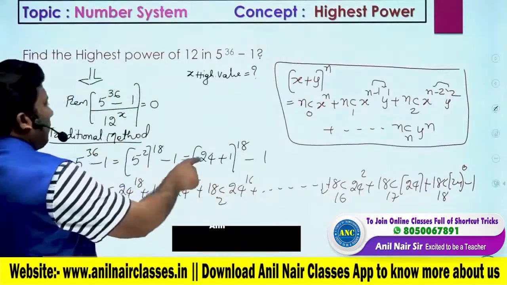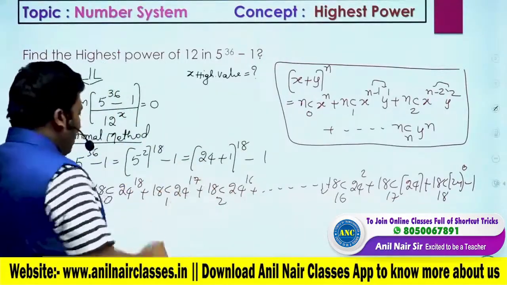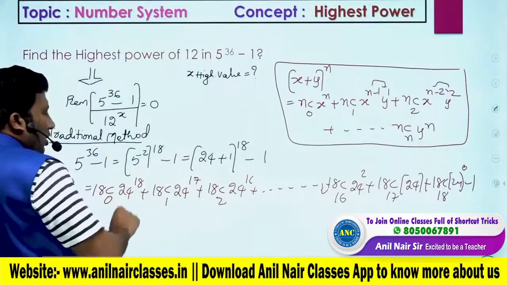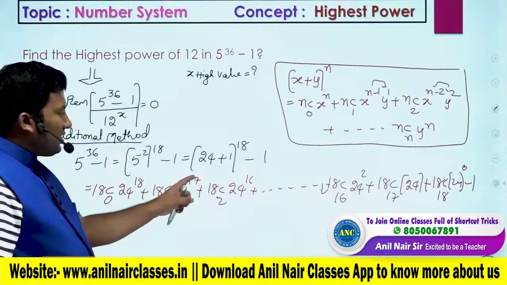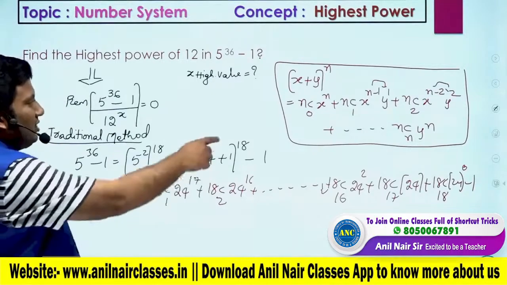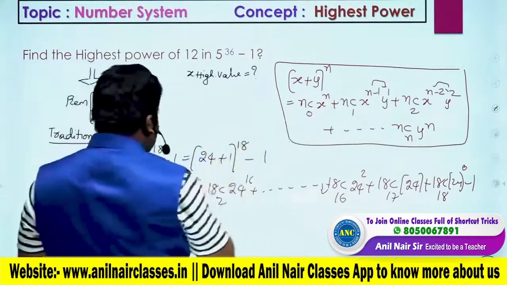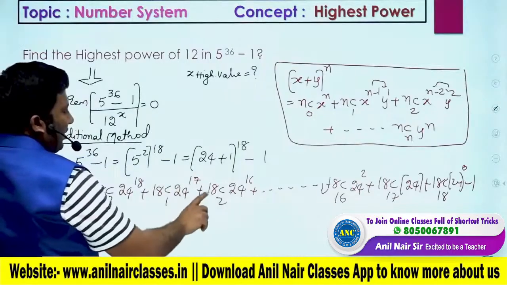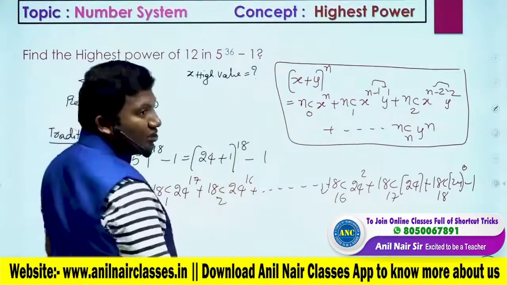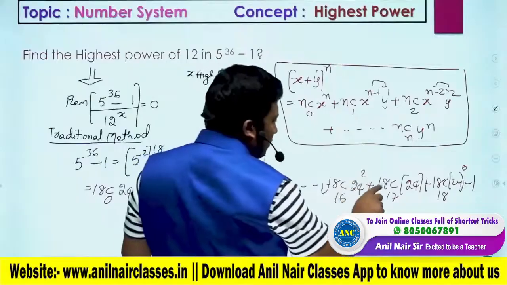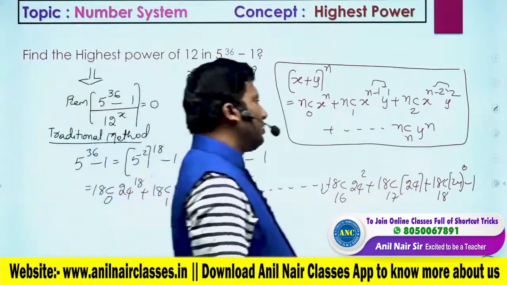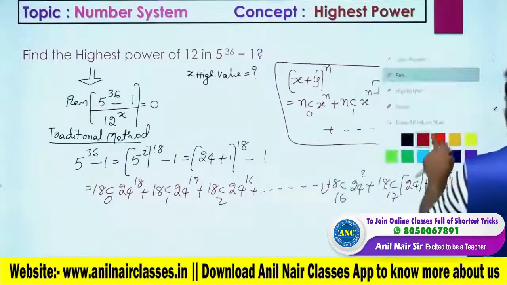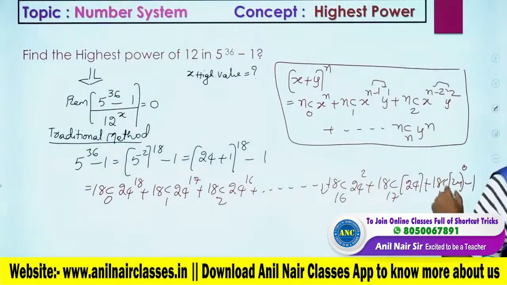x is 24, y is 1. 18C0, 24 power 18. 18C1, 24 power 17 into 1. So these are x power n minus 1: 18 minus 1 is 17, 18 minus 2 is 16, 18 minus 16 is 2, 18 minus 17 is 1. Now if you observe closely, the last terms are nothing but 1. Plus 1 minus 1 cancel.